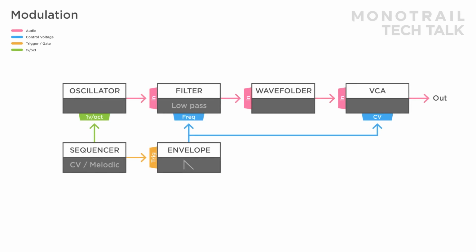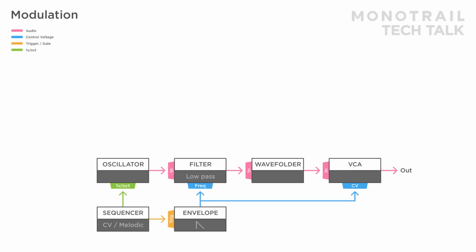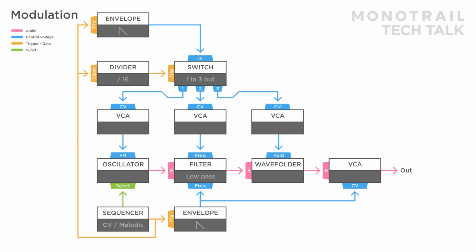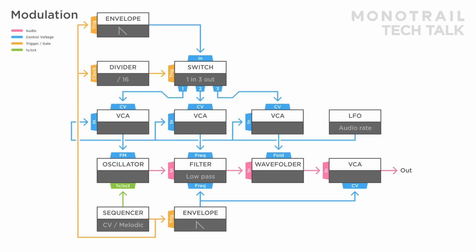Concept 2 is a bit more complex. Here it's used on a voice with added wavefolder. A second envelope is triggered and sent to a 3-way switch advanced with the clock division. Instead of sending the envelope to modulate a parameter directly, it opens one of 3 VCAs. As input for the VCAs, a single audio rate LFO is used, and the outputs of the VCAs are sent to the FM, filter frequency and wavefolder. This creates short bursts of modulation.